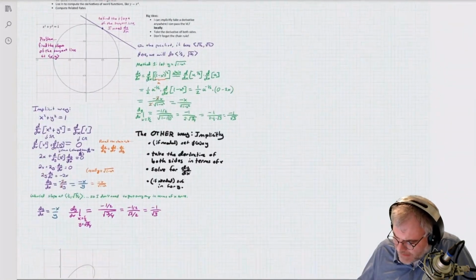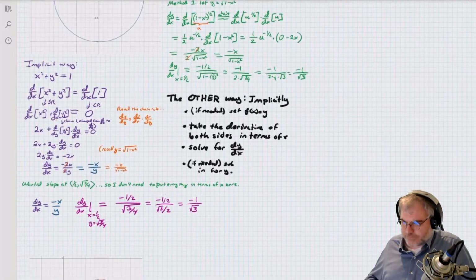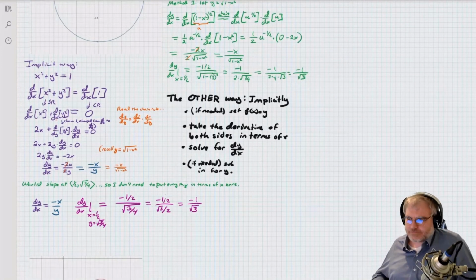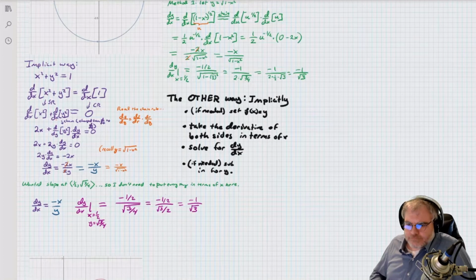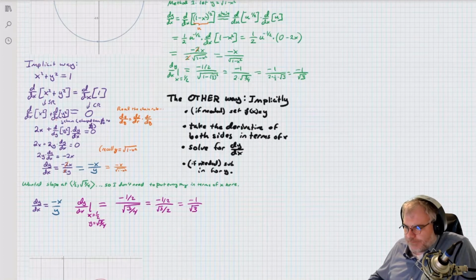So how do we feel about that trick, 1 to 5, about implicitly differentiating?